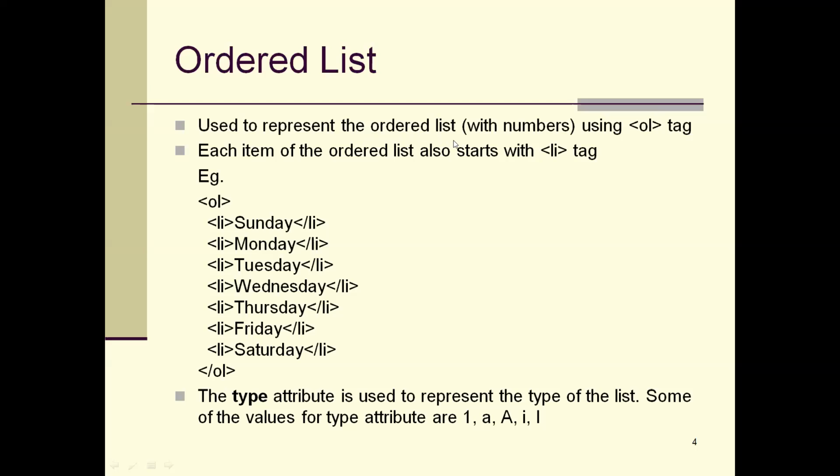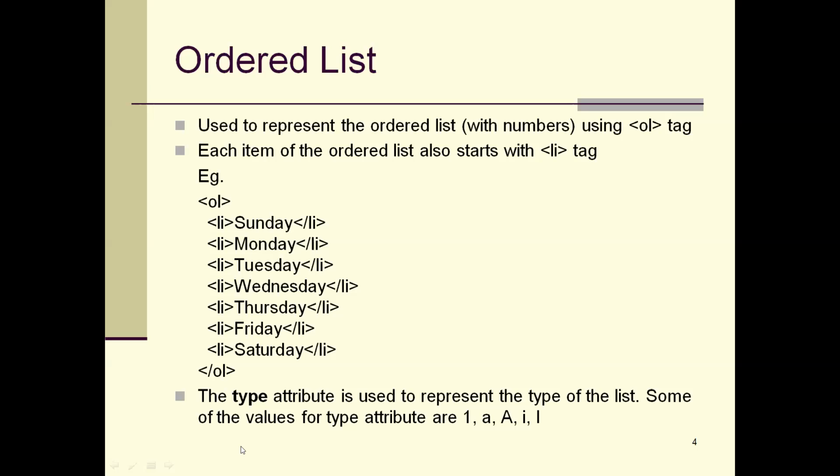Use it to represent the ordered list with numbers. So currently we don't have numbers, right? So how to get the numbers? Each item of the ordered list starts with the li tag. Okay, this we have also done. And this is a representation, so we just gave the same representation. Now the last point, read the last point.